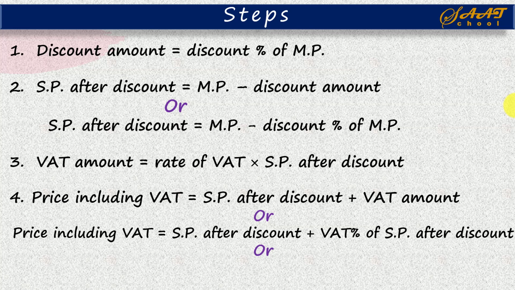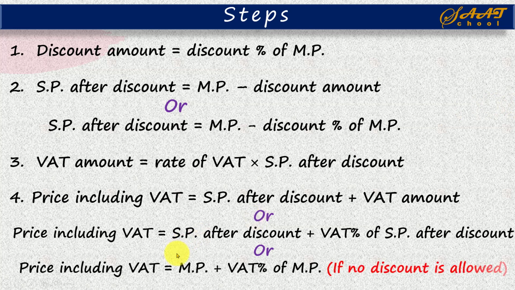Now what if the discount is not allowed or discount is not given in the question? In that case, we have to calculate price including VAT using mark price, meaning price including VAT is MP plus VAT percent of MP. This is when discount is not allowed or discount is not given. In that case, we use this relation. Again, if discount is allowed, then we use the earlier relation. If discount is not given, then we use rate of VAT on mark price. Simply mark price plus rate of VAT of mark price.